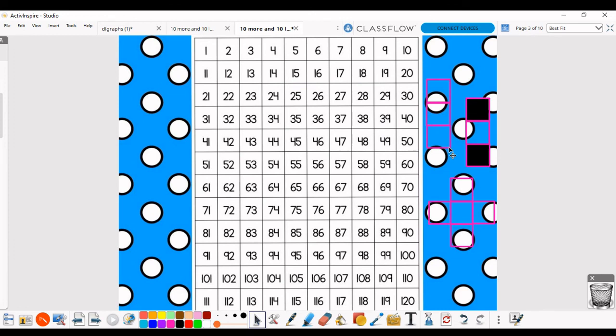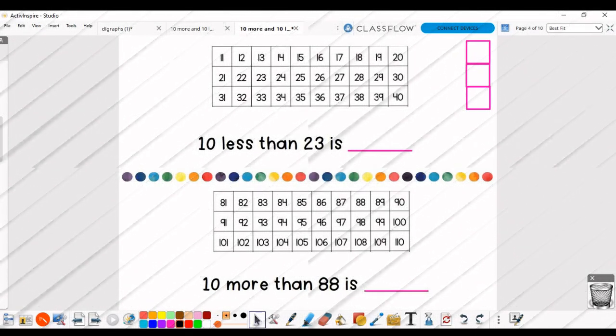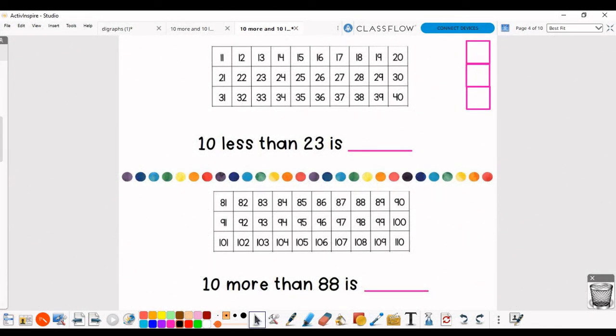This strategy stays the same for every single number on this chart. The ones place will stay the same in every column, only the tens place will change. Now that we have learned more about our 120 chart, let's practice.